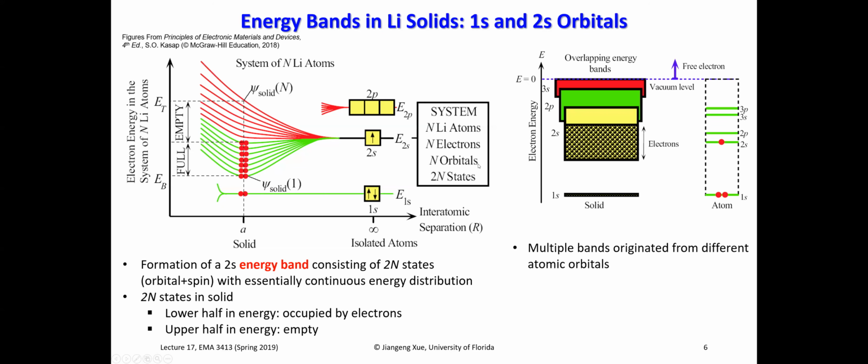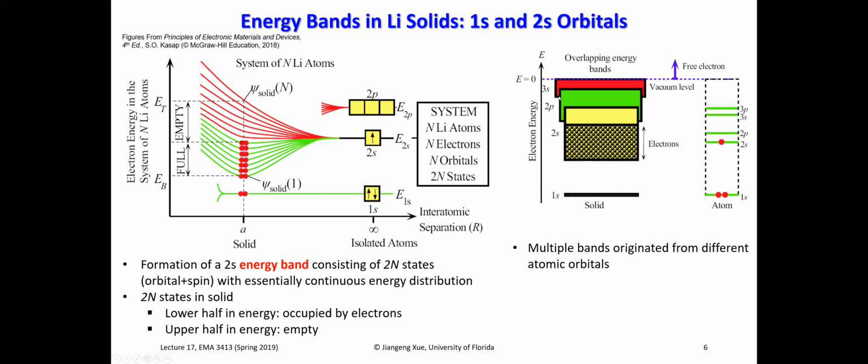But obviously, we have other atomic orbitals, and for example, the 1s orbital is completely filled in the lithium atom. However, as the lithium atoms are put together, the interaction between the 1s orbitals will be very minimal because they are very closely bound to the shell. So overall, the interaction among the 1s orbitals on individual atoms will be relatively small. So that's why the corresponding band will be very, very narrow.